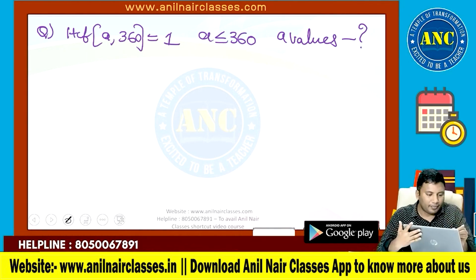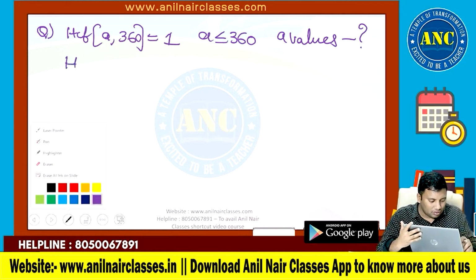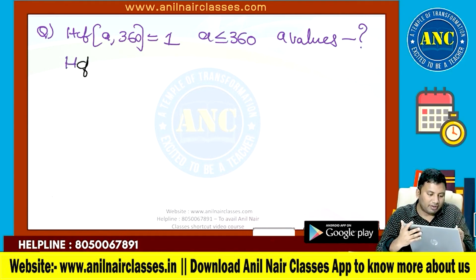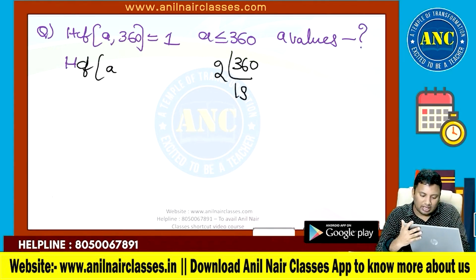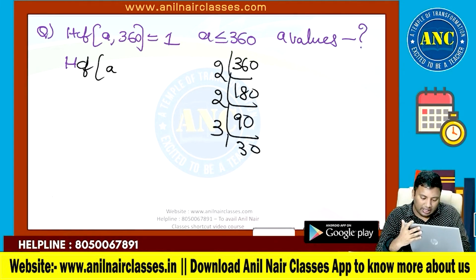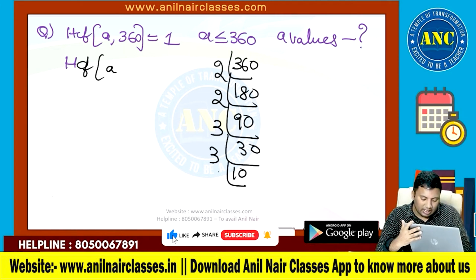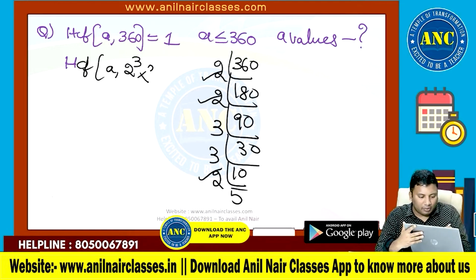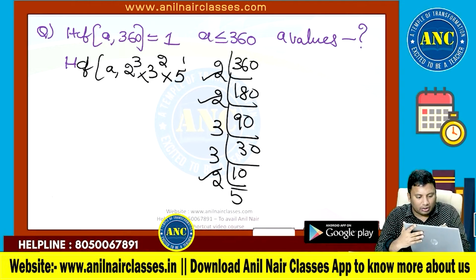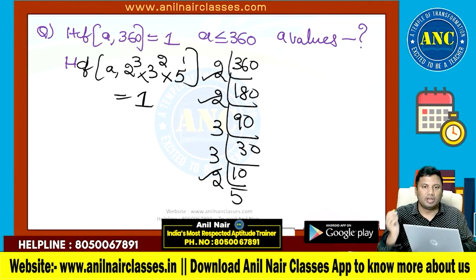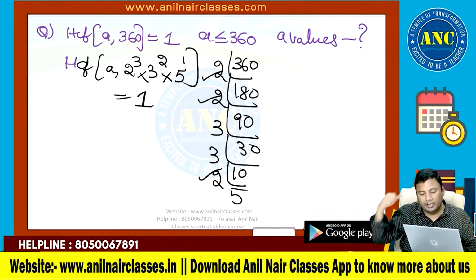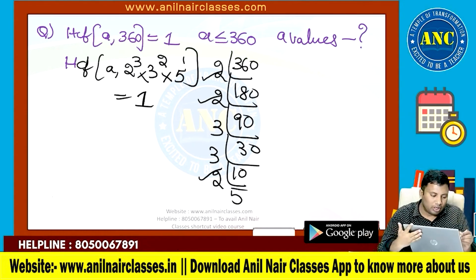Again see here. 360, if I simplify it: 2 180s are 360, 2 90s are 180, 3 30s are 90, 3 10s are 30, 2 5s are 10. 2 came how many times? 3 times. 3 came 2 times. So HCF of A with 2 cube into 3 square into 5 power 1 equals 1. You don't need to do anything else.